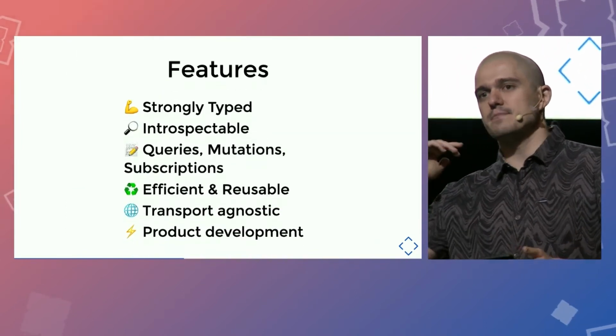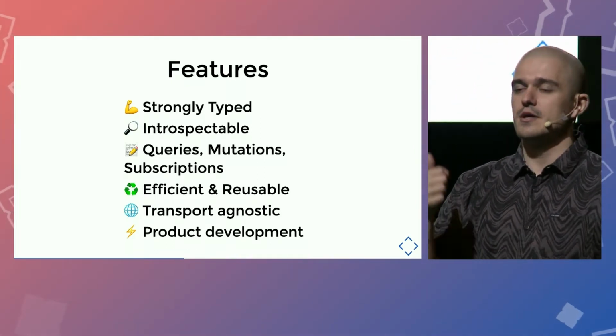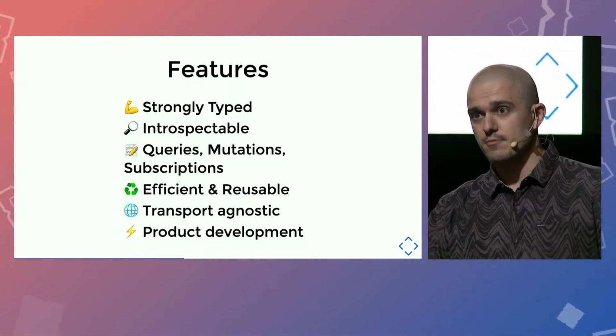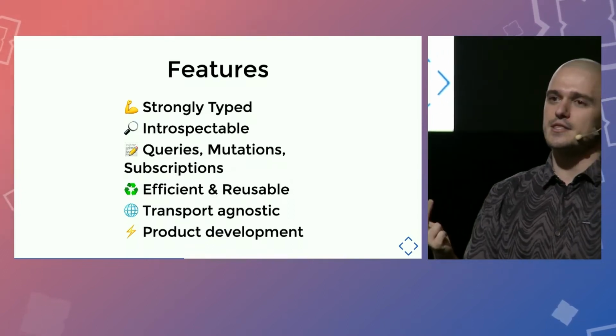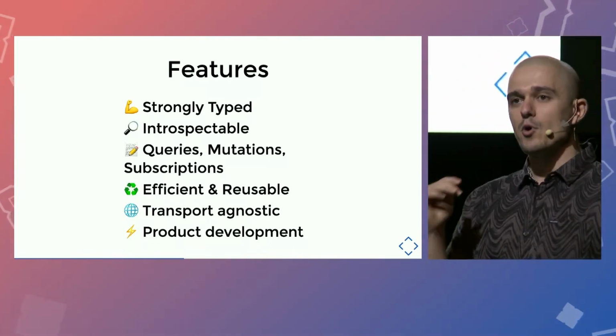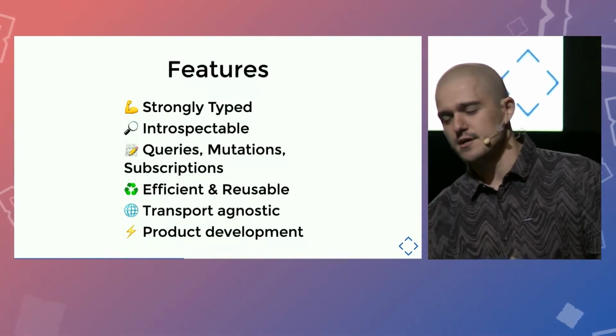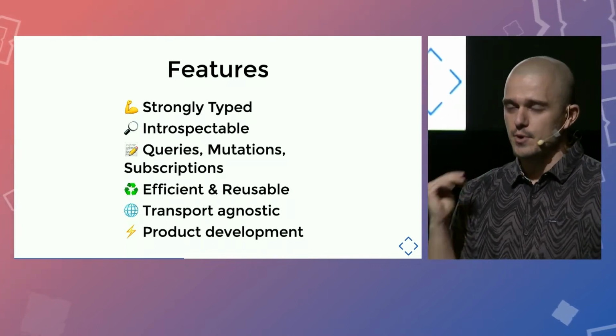Next, we are going to see the main features. It's strongly typed with the GraphQL schema definition. It is introspectable by specification. It's based on queries to fetch data, mutations to mutate data, and subscriptions to subscribe to data. It's efficient and reusable, avoiding overfetching and underfetching data. Transport is agnostic, and it improves product development a lot.